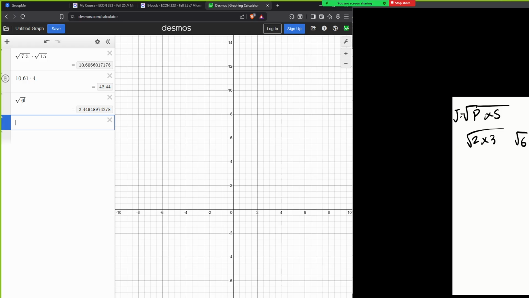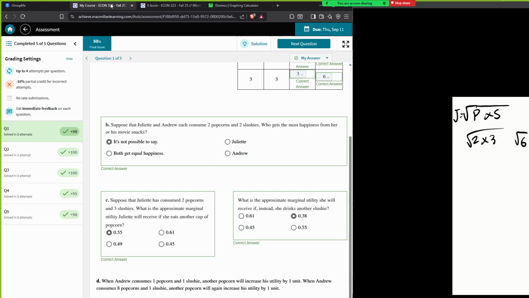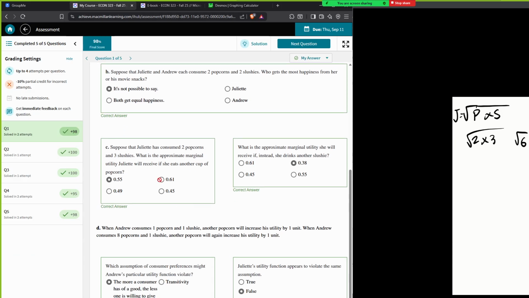Let's just call it 4.5. Okay. And then what happens if she eats another cup of popcorn, right? So instead of 2 popcorn, she's going to have 3. 3 times 3, square root. It's going to be the square root of 9, which is equal to 3.